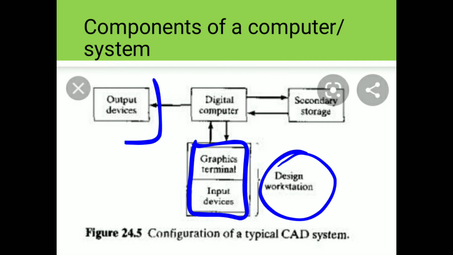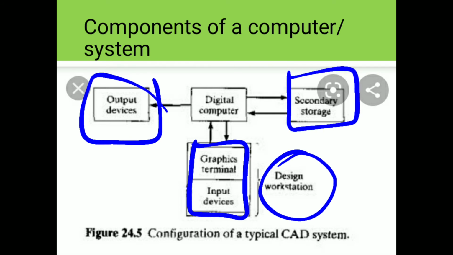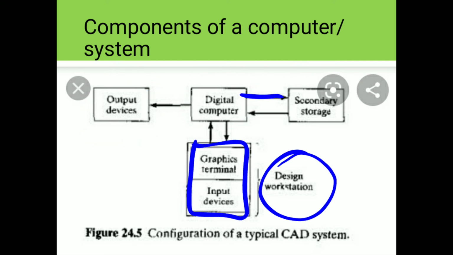In the output devices we generally have printers and plotters, and secondary storage generally consists of memory cards, pen drives, hard disk, floppy disk. Whatever the input devices, output devices, secondary storage or graphic terminal, they receive information from the digital computer only. It is a two-way process. This is about the components of a computer system.